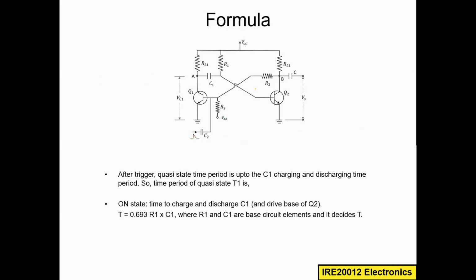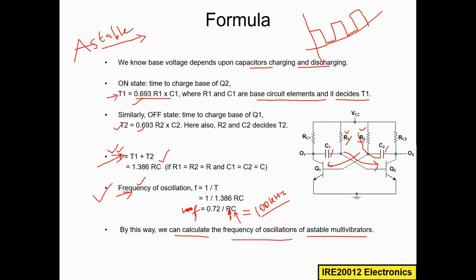Now we will see the formula. After trigger, the temporary state time, or the quasi state time period, is up to the C1 charging and discharging time. So the time period of quasi state T1 is equal to 0.693 R1 C1. This is the same as the previous circuit design we had seen. Because both states are not stable, we have two temporary state timings.